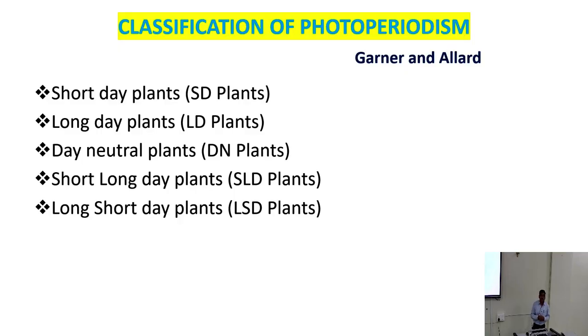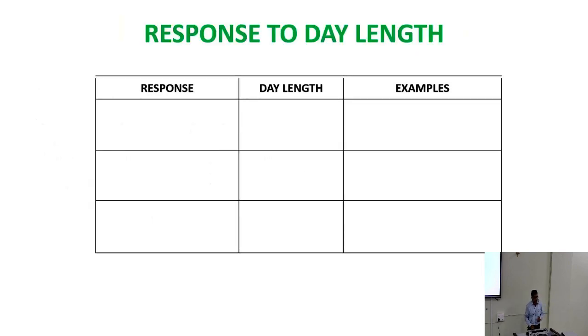One, we call it short day plants. Second, long day plants. Then day neutral plants. Then short long day plants and long short day plants. Now let's go back and see one more time. Short day plant, long day plant, day neutral plant, short long day plant, and long short day plant.